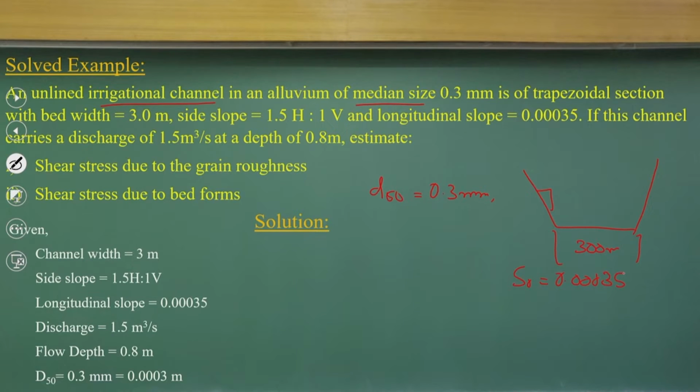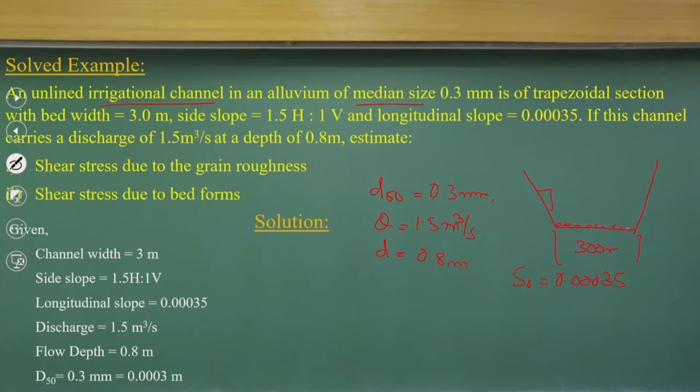What is given to us? The discharge is given to us as 1.5 meter cube per second, and the flow depth is given as 0.8 meter. So, in these alluvial channels there is definitely flow resistance because of bed forms and the grain resistance because of the particle size on this bed.